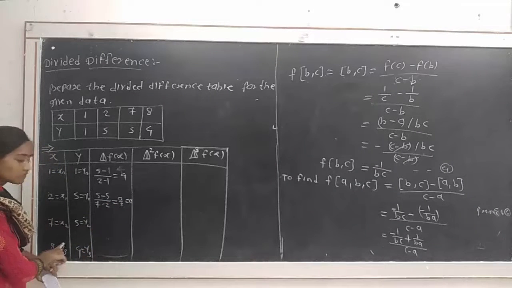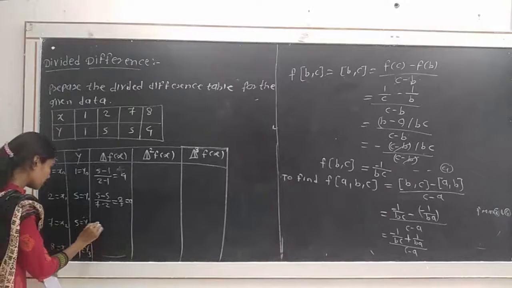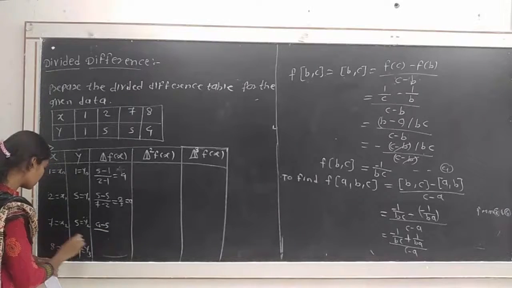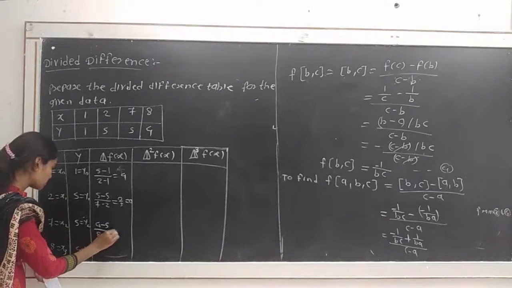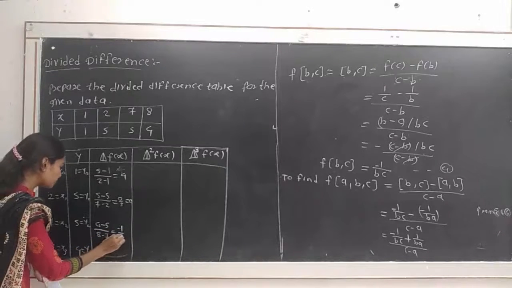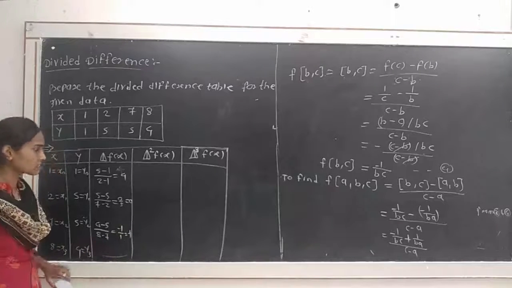Okay. Then the next first divided difference, for the argument x3, x2, is y3 minus y2, that is 4 minus 5, divided by x3 minus x2, 8 minus 7. 4 minus 5 will be minus 1 divided by 8 minus 7 which is 1. So we get it equal to minus 1.